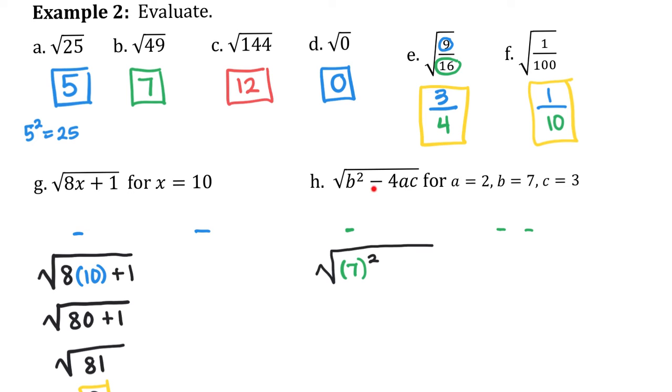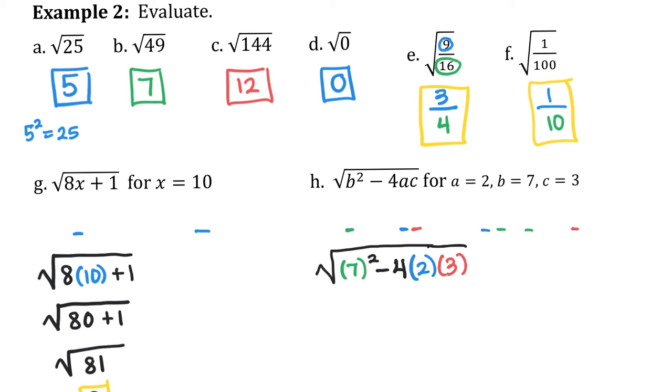Now it's minus 4. And now they want me to plug in a, and I'll put it in parentheses. For a, it's 2. And now they want me to plug in c. c is 3.